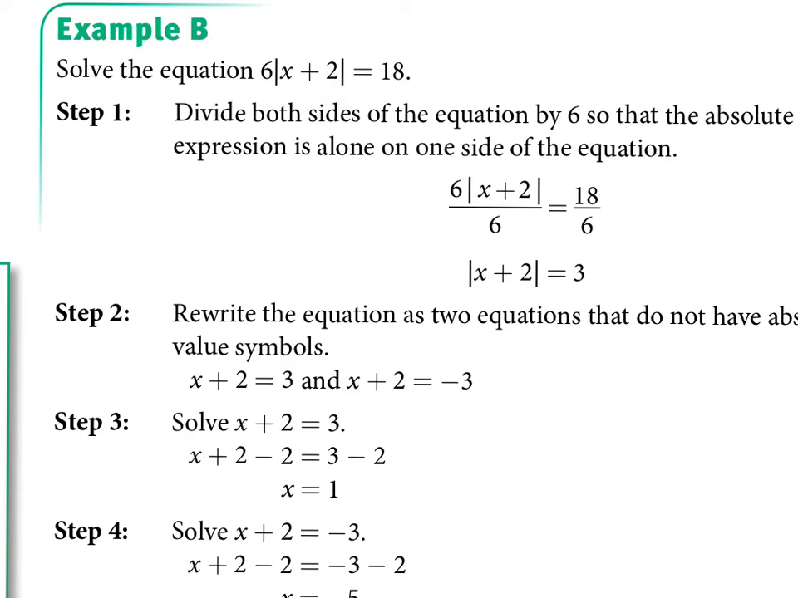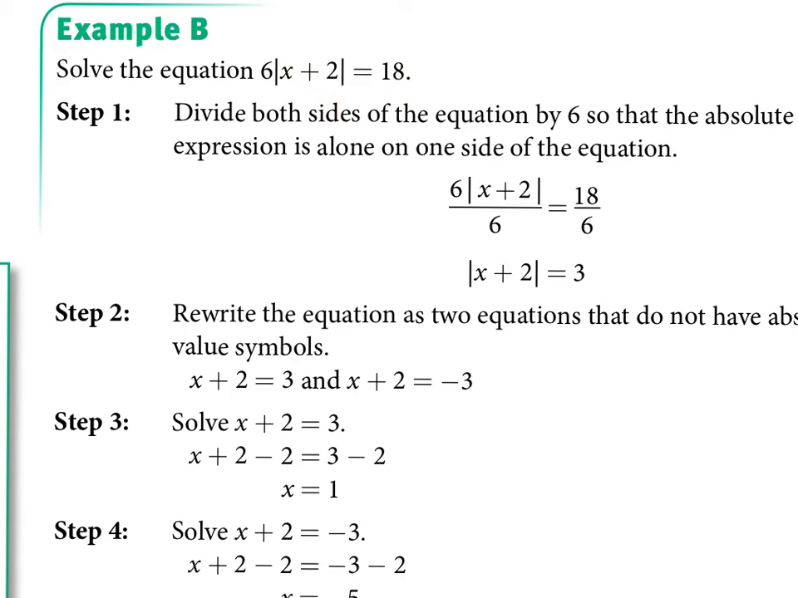In these type of problems, the very first thing that you need to do is get the absolute value by itself. We need this absolute value by itself. You cannot solve an absolute value until it is by itself. A very common mistake that people will want to make is they'll want to move the 2 out of here. You can't do that. Okay, the absolute value must be by itself.